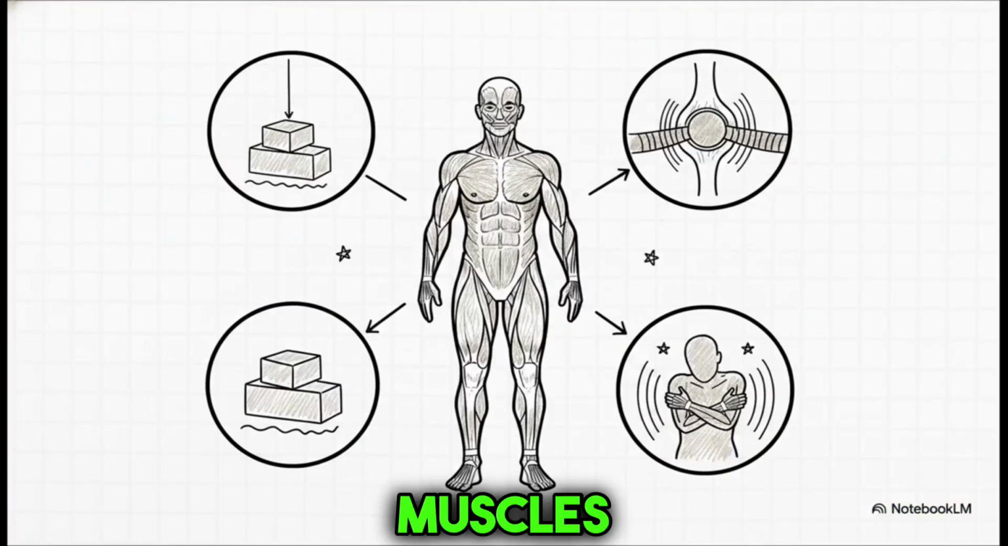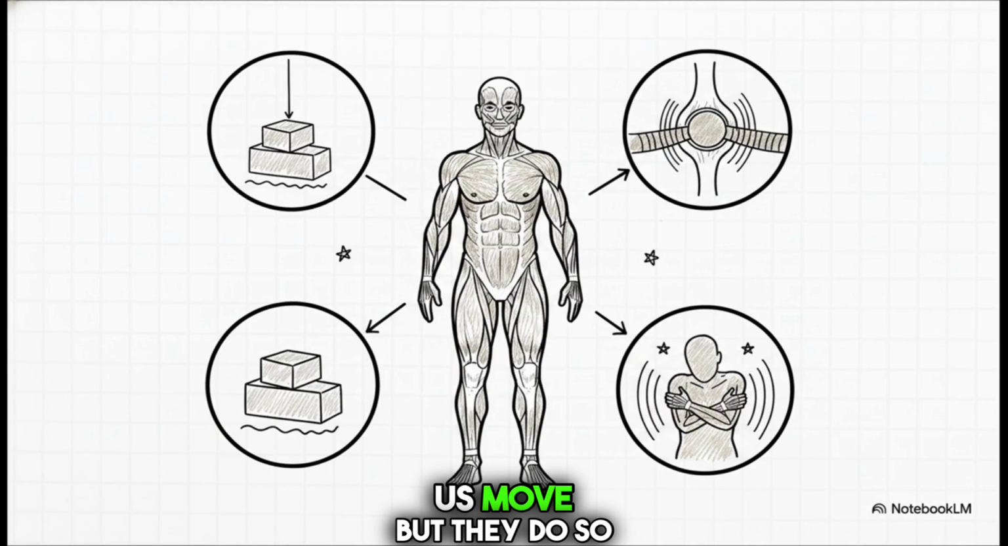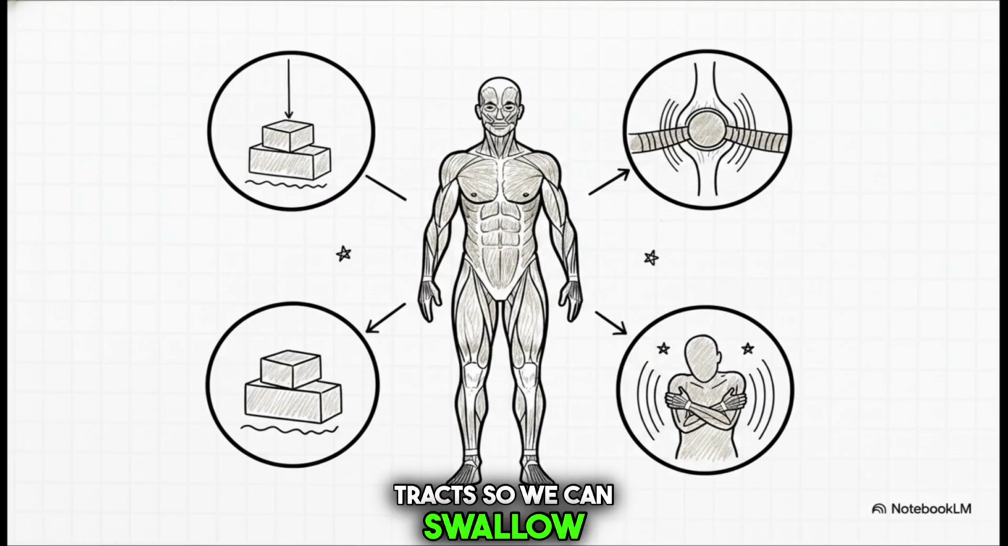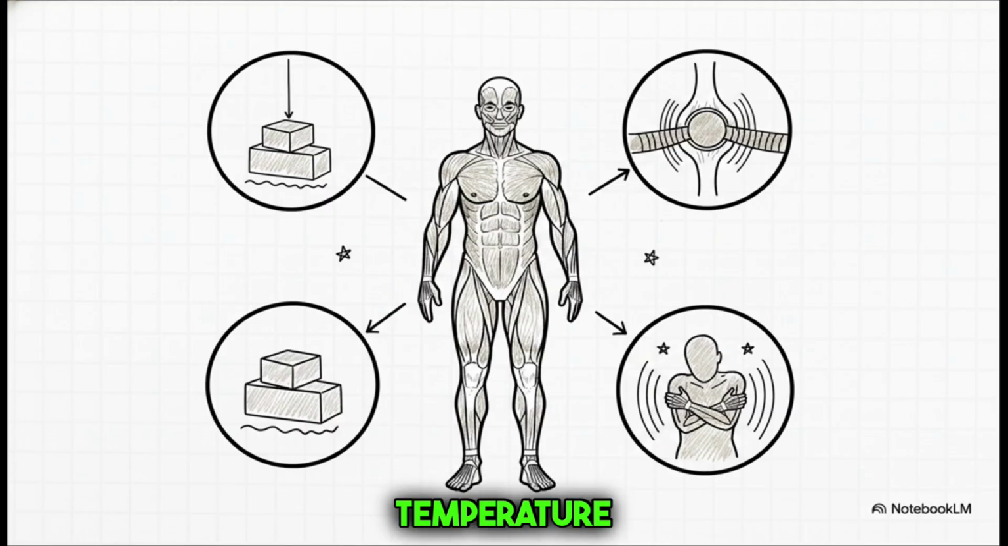We tend to think of muscles just as the things that make us move, but they do so much more than that. They're constantly making these tiny micro-adjustments to maintain our upright posture against gravity. They act as stabilizers to prevent joint dislocation. They even control internal tracts so we can swallow. And amazingly, they generate heat to keep our internal body temperature balanced.